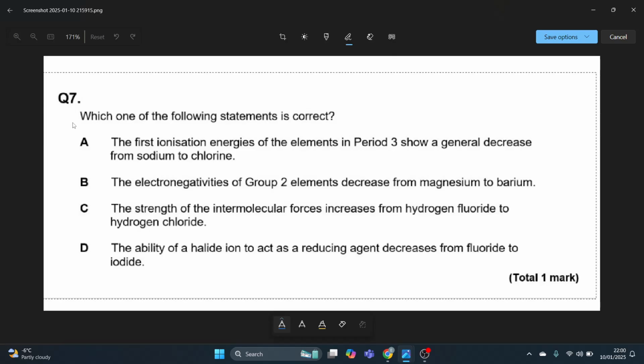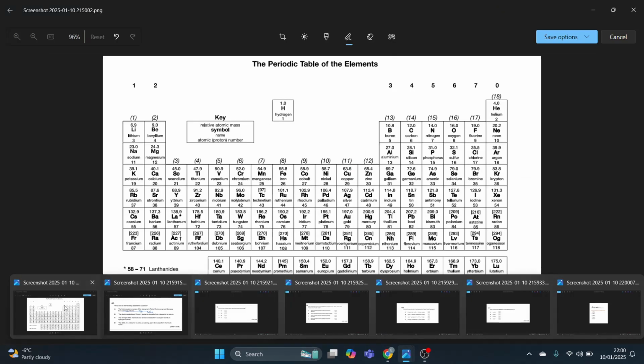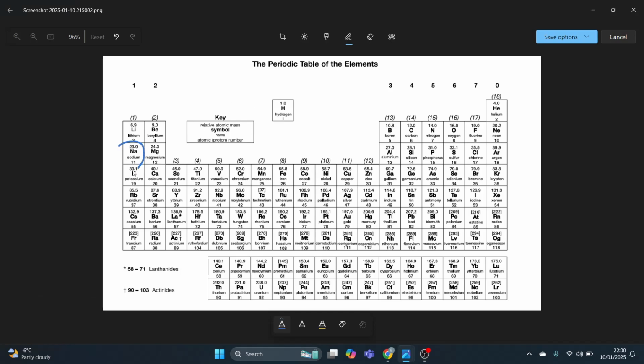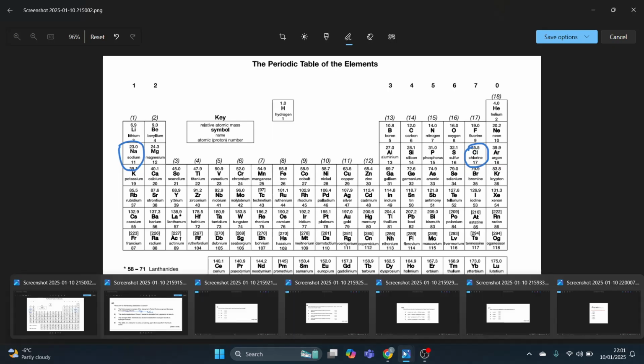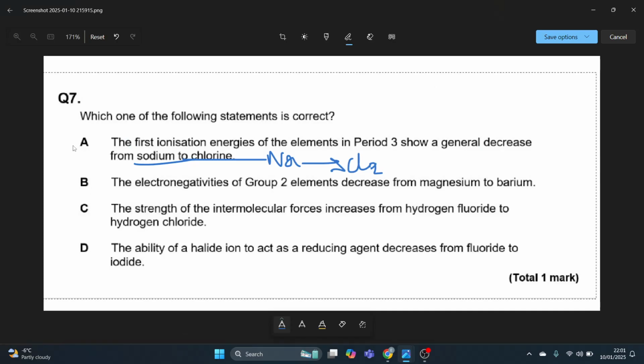The first ionization energies of the elements in period 3 show a general decrease from sodium to chlorine. Look at the periodic table. Sodium right here, chlorine right here. Now, first ionization energy decreases down a group and increases across a period, generally. So it's definitely not going to be A.